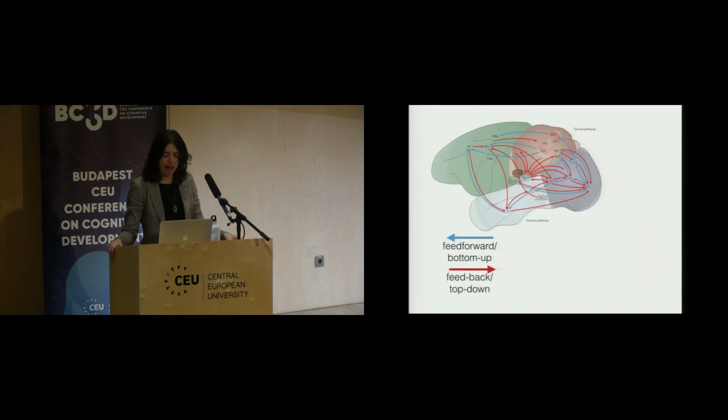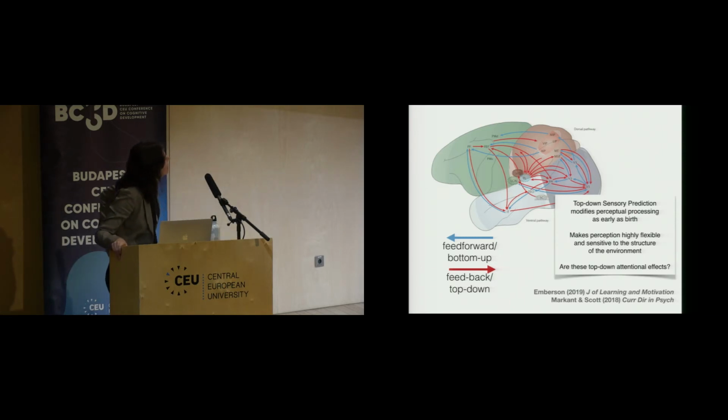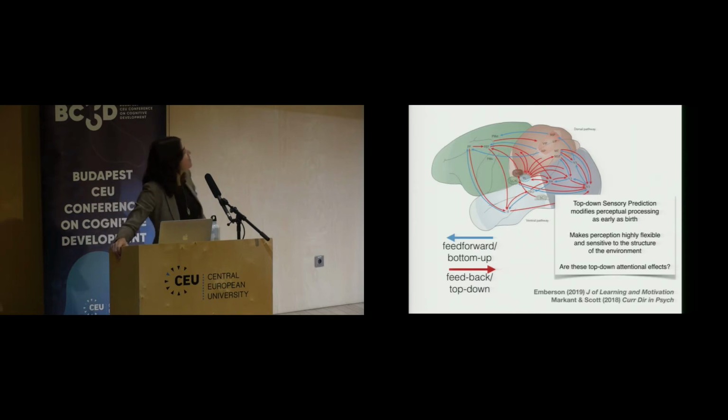We're starting to apply this work in individual domains to try to understand how this might play out in the context of, for example, face perception. So, to summarize, top-down sensory prediction modifies perceptual processing in this new data as early as birth. It makes perception highly flexible and sensitive to the structure of the environment.